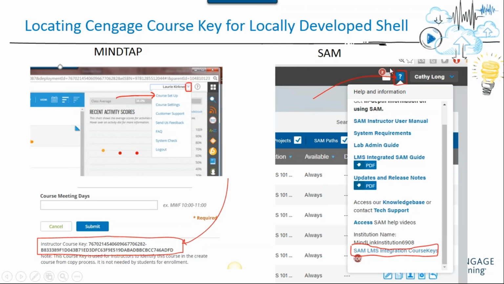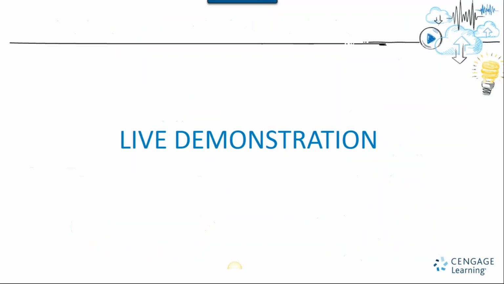Within SAM, in your older course, if you click on the question mark, you'll see a link that says SAM LMS integration course key. So hopefully this is making sense to you. If not, it will be a lot clearer when I actually go through the process with you, as if I am a first-time instructor and I'm trying to pair my course on my own. I'm going to walk through the process that I would follow and that you would follow if you wanted to set up your Cengage learning materials.